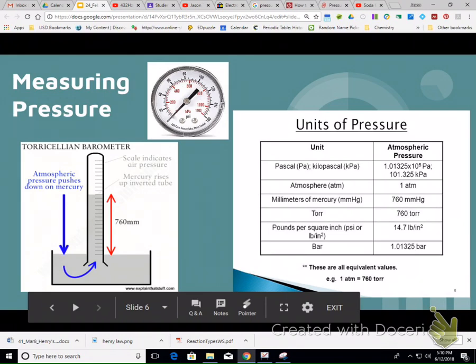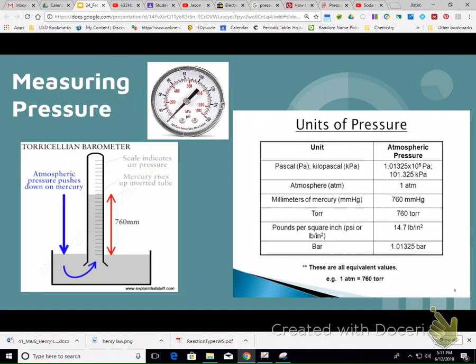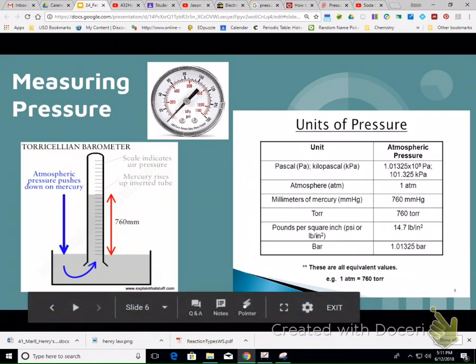And then we have the bar, which is very similar to the atmosphere. We don't really use bar much. The only place I can think of you commonly see it is in your weather reports. For some reason, meteorologists still like to use bars, especially when reporting hurricane pressures that are typically expressed in millibars. So look for that in the upcoming summer.